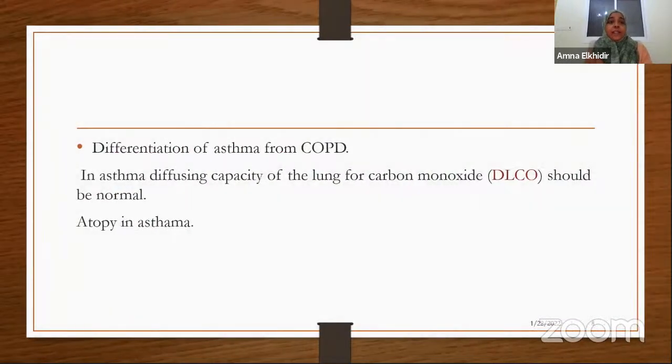Also, there is difficulty in differentiating asthma from COPD, but a major characteristic is that in asthma the diffusion capacity of carbon monoxide is normal, and in COPD there is decreased diffusion capacity of carbon monoxide. Also in asthma, we have atopy as the patient has allergy to other irritants, and in COPD there is no atopy.